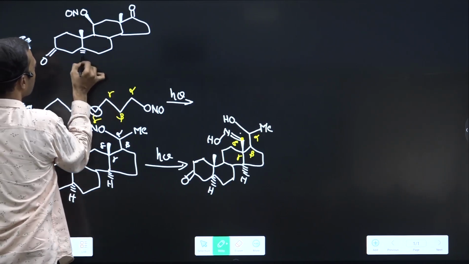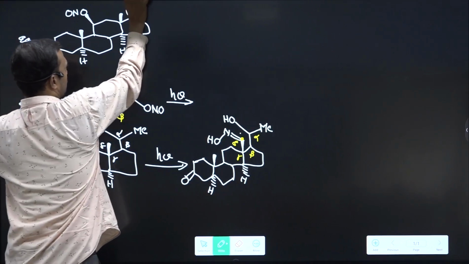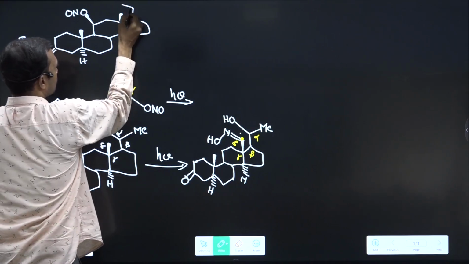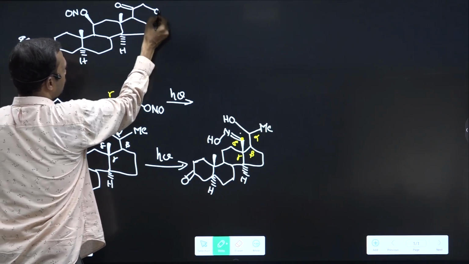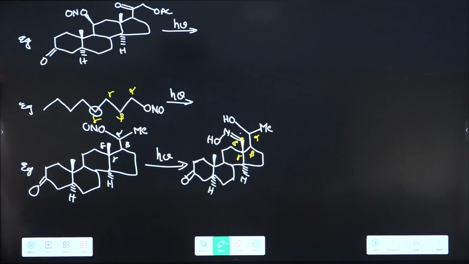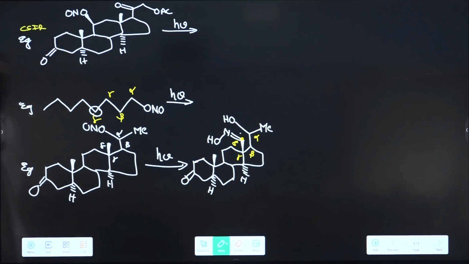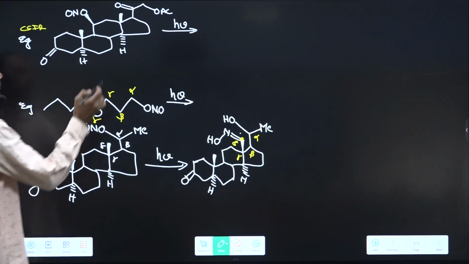ONO, a dotted line, and this is a dotted line. This is C double bond OAC. Photochemically, what is the answer? So these are CSR questions. So what is the requirement? Delta carbon or not? Fourth carbon.